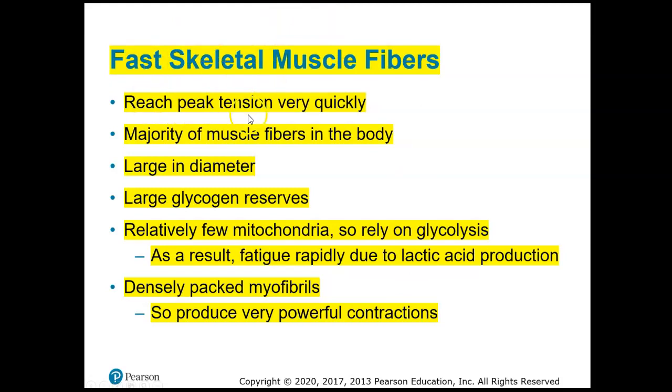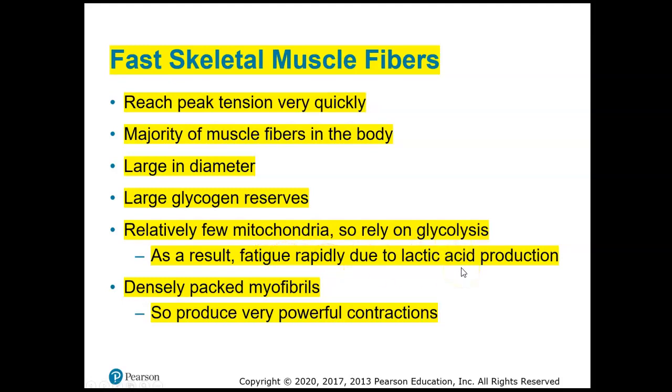So let's talk about the fast muscle fibers first. They're going to reach peak tension very quickly. The majority of the muscle fibers in our body are fast fibers. They have a large diameter, large glycogen reserves, meaning that glycogen can be broken down to glucose and then used to generate ATP. There are relatively few mitochondria in these fast fibers, so they rely on glycolysis, so that means they fatigue rapidly.